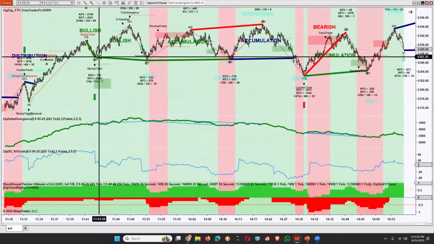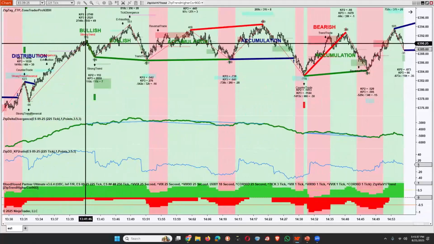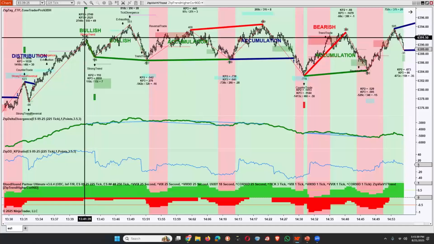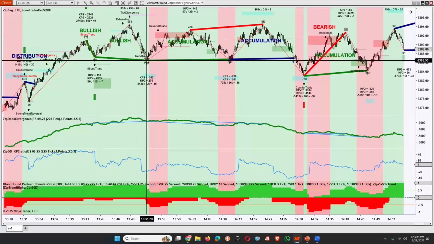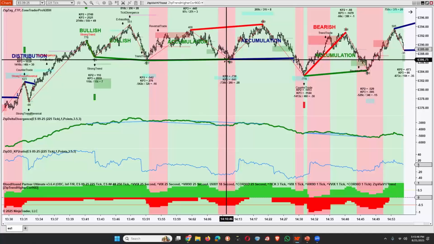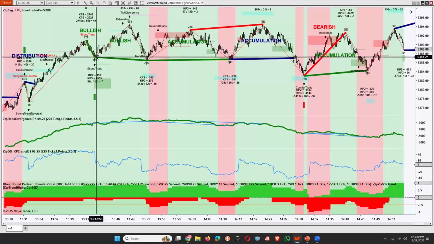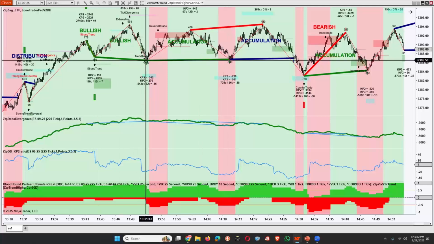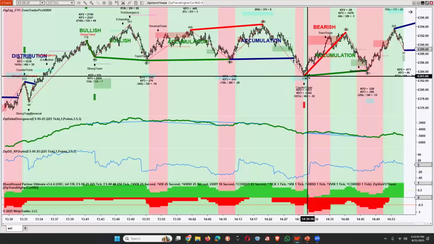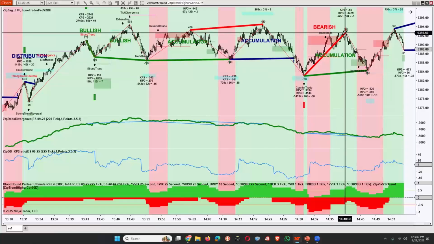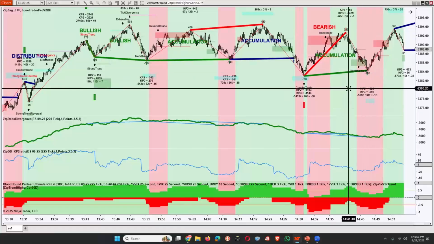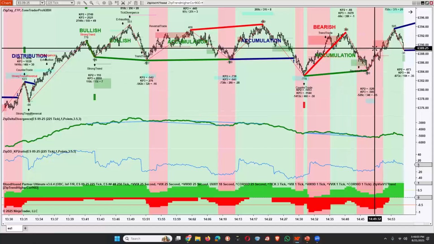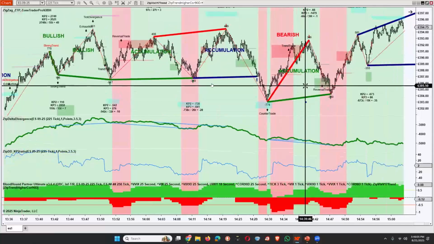Just so you know, I personally see three types of divergences. The first is the special divergence, the high from the low. This is normal divergence right here, and this is accumulation right here. I personally ignore the regular divergences and only focus on the special divergence that we see right here, and the accumulations and distributions that we see over here.